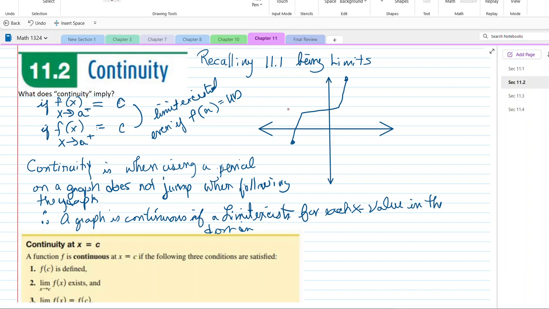Well, what if I had this graph? What if I had this one? Well, at this value, the line is discontinuous. Therefore, not a function. Sorry about that.